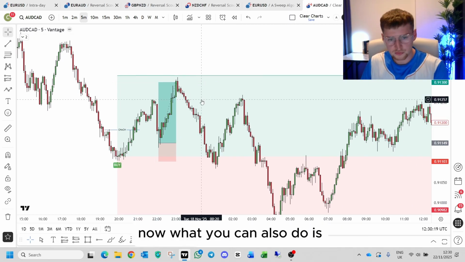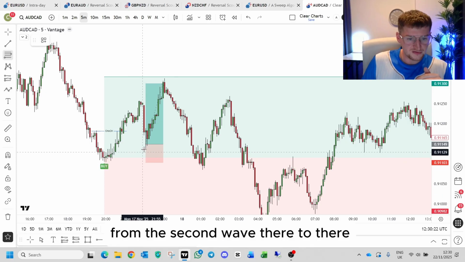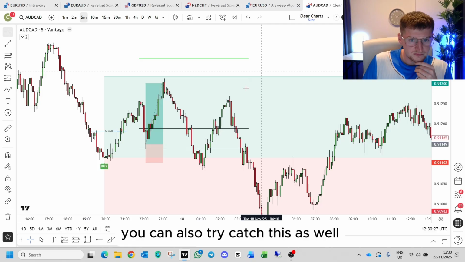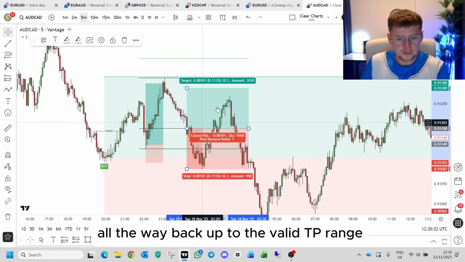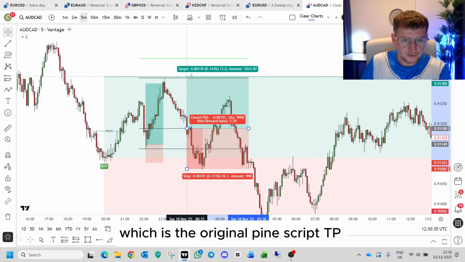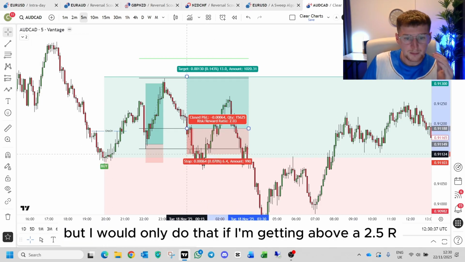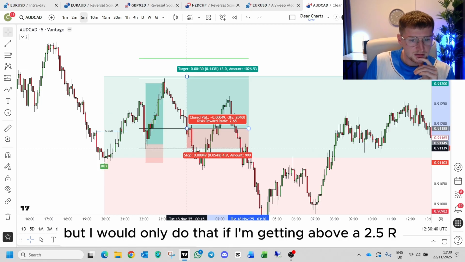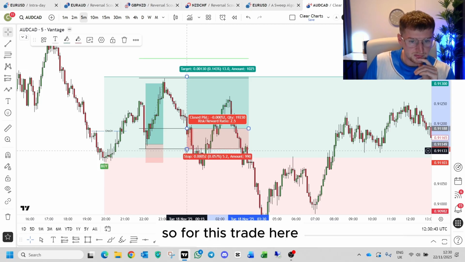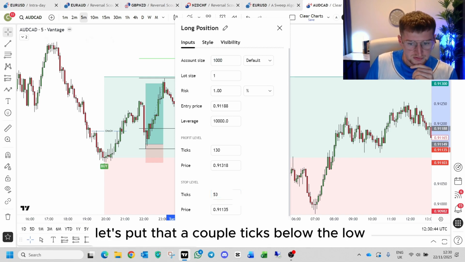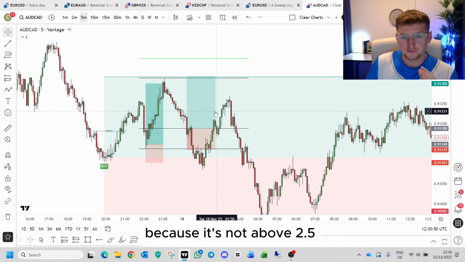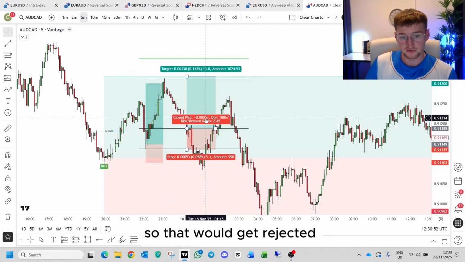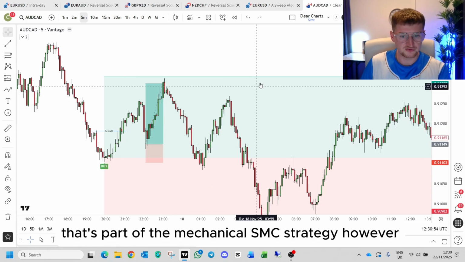Now, what you can also do is from the second wave there to there, you can also try catch this as well, all the way back up to the valid TP range, which is the original Pine script TP. But I would only do that if I'm getting above a 2.5R. So for this trade here, let's put that a couple ticks below the low. You wouldn't actually trade that because it's not above 2.5. So that would get rejected. That's part of the mechanical SMC strategy.